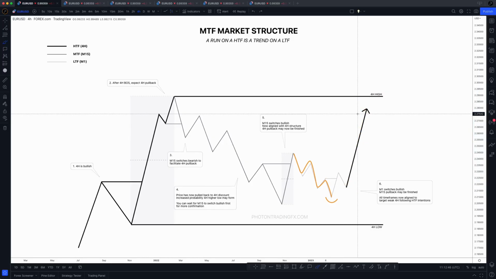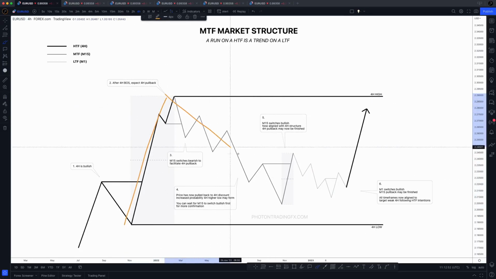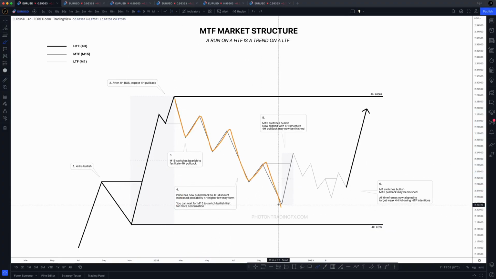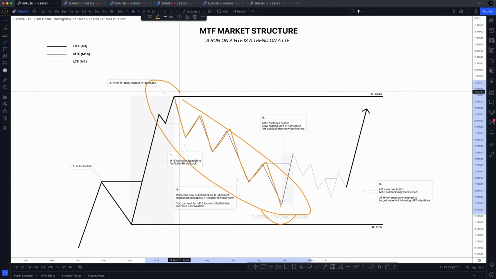Watch this as many times as you need. But essentially, it's just a fractal nature of the market, right? 4-hour makes a swing higher high. We're then looking to play that 4-hour swing pullback. The M15 switches bearish to facilitate that swing pullback. Okay, so we can look to trade this. But we know as we get deeper into the 4-hour discount, there's an increased probability that the M15 is going to switch bullish. Why? Well, because that 4-hour higher low may be forming, right? We're just playing the swing pullback phase of the higher time frames.